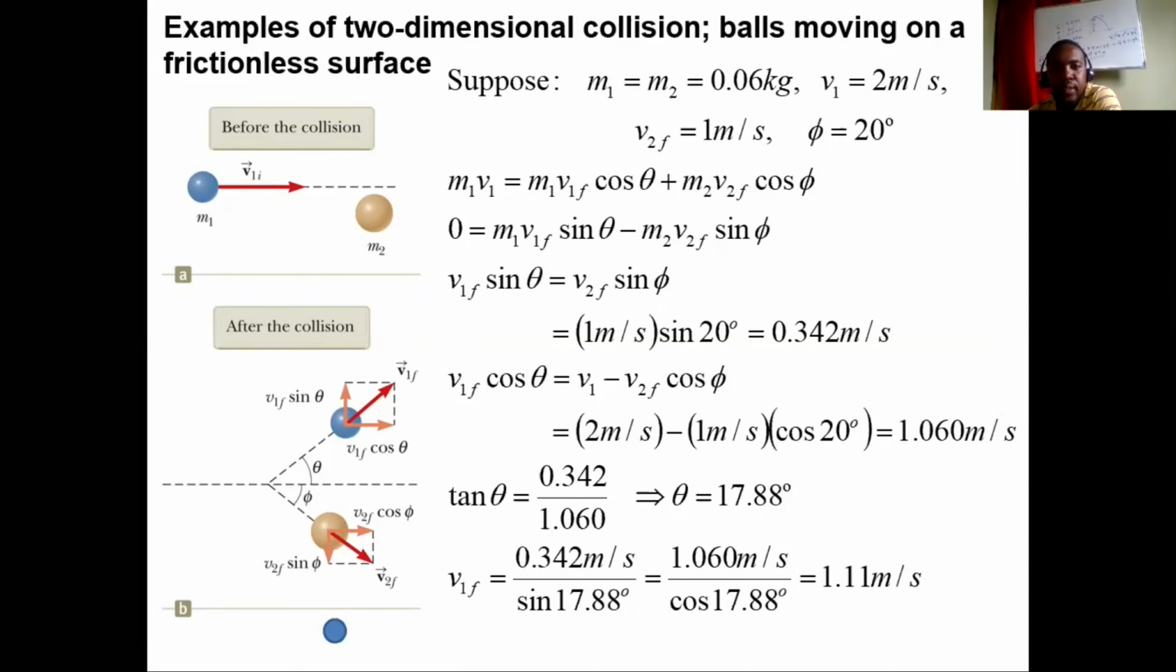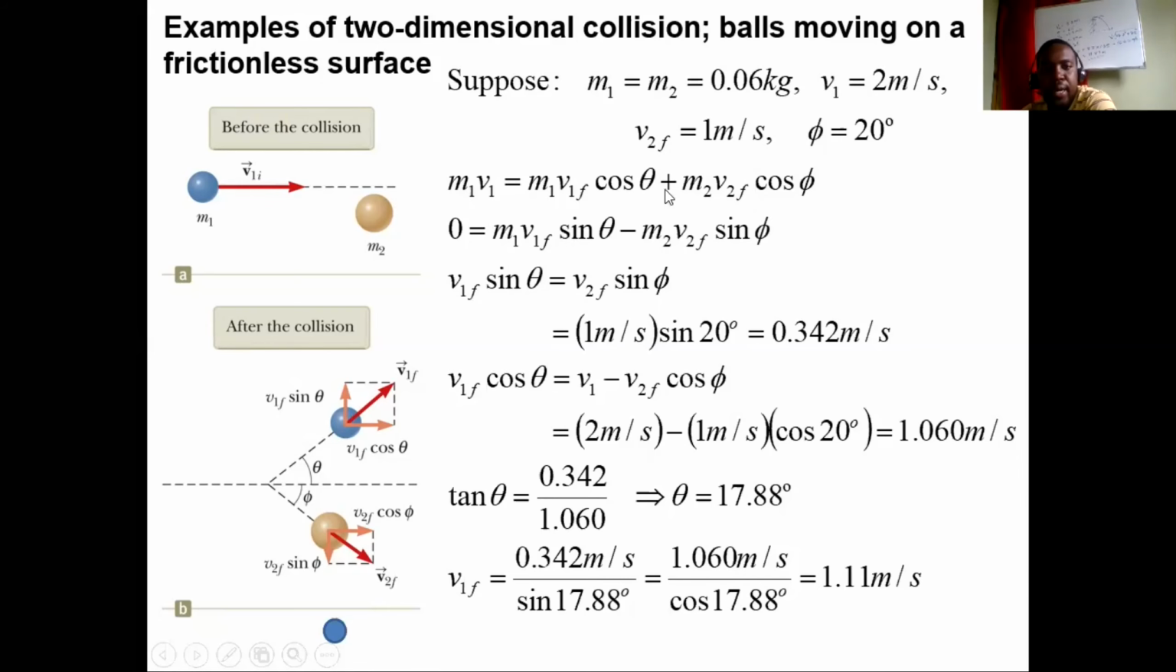So let's say that the two masses are equal, which is 0.06 kilograms. V1 of the blue ball is 2 meters per second. V2F, the brown ball velocity after collision, now becomes 1 meter per second. The angle of the brown ball is 20 degrees, sorry, not Celsius. The aim here is to find the V1 velocity after the collision. And also V2F is 1, V1 is 2.